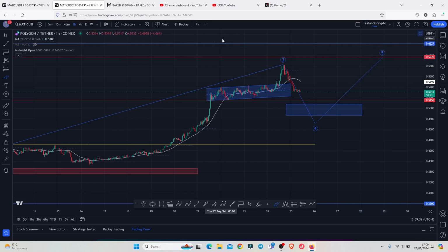So that is the price action that I'm expecting here on the Matic chart for the next coming hours, and this is the target area that we need to continue paying attention to for the next coming hours.